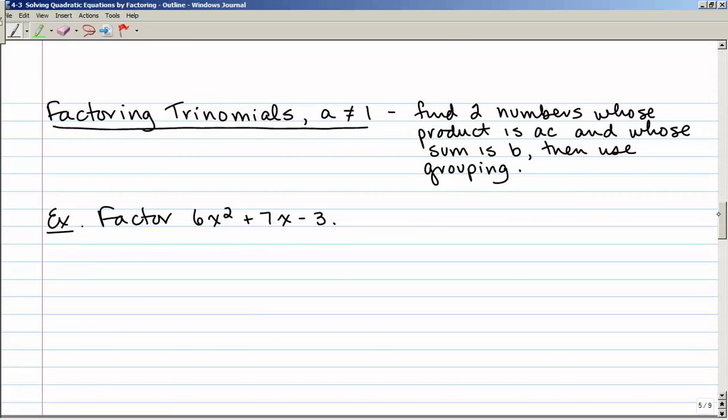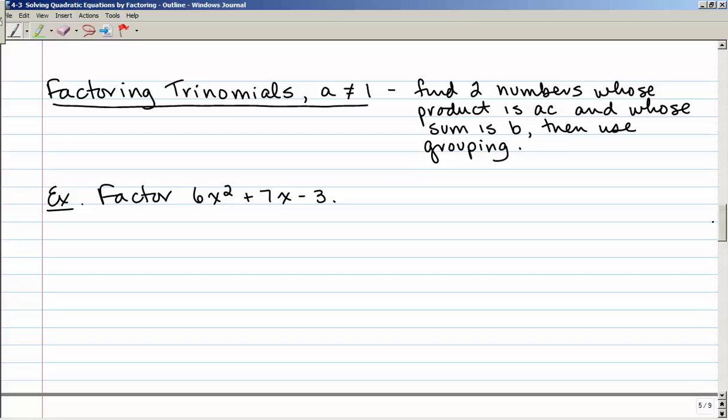The next method we're going to look at is factoring trinomials where a is not equal to 1. And this is a little more complicated. One way you can do this is guess and check. I'm not really a big fan of that. I don't have the patience for that. I'd rather go through a method where I know for sure I'm going to get the right answer the first time. So I am going to find two numbers whose product is whatever a times c is. Not whose product is c, but a times c. And their sum is b. And then I'm going to use the method of factoring by grouping.